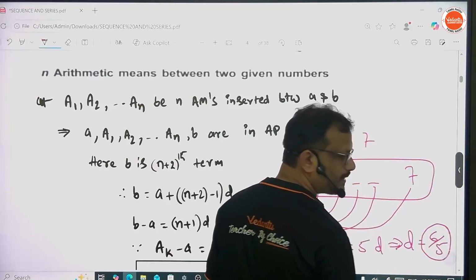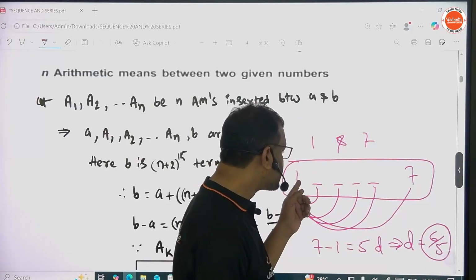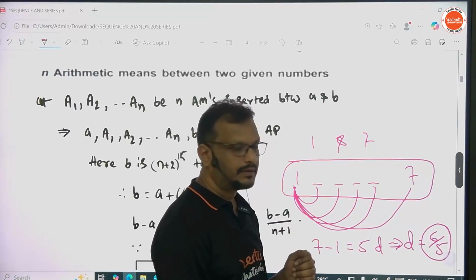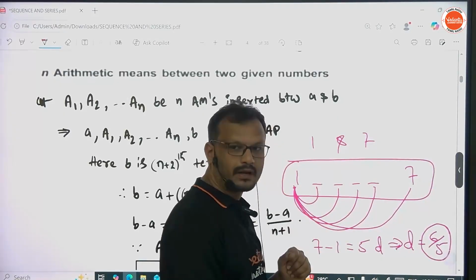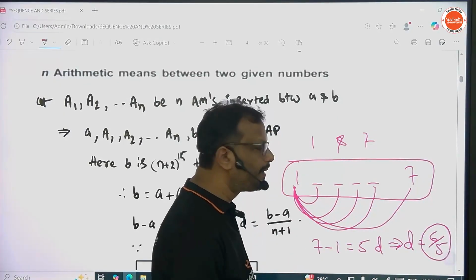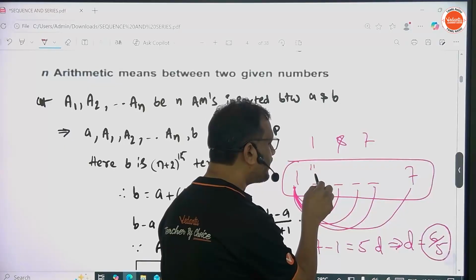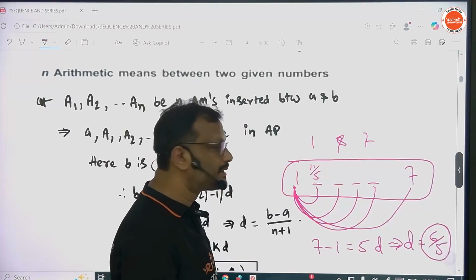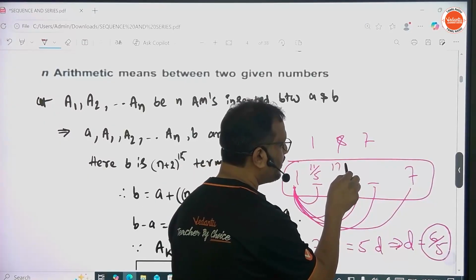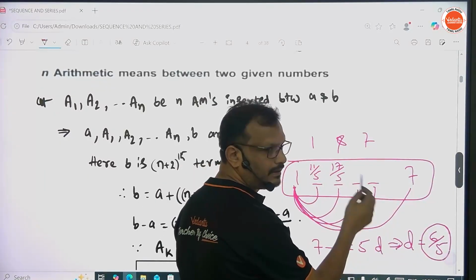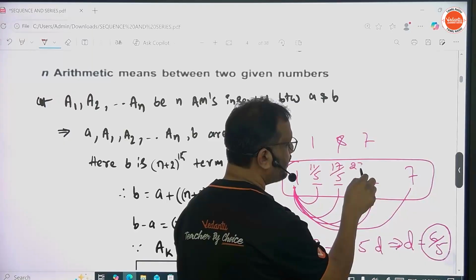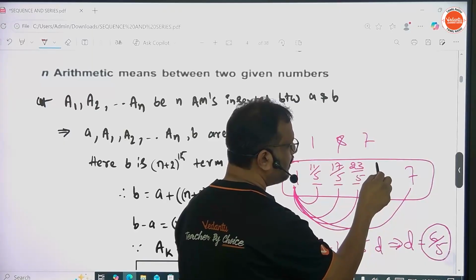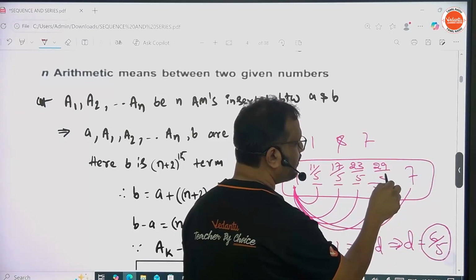Now what can be the numbers? Just add 6 by 5 to this. Look at the next number. Tell me what is that number now? 1 plus 6 by 5 will be 11 by 5. 11 by 5 plus 6 by 5 is 17 by 5. The next number will come: 23 by 5. Next, 29 by 5. So these are the numbers you have to insert.